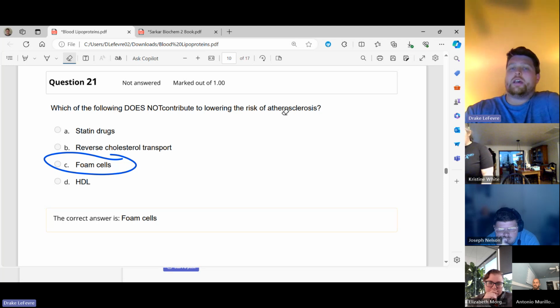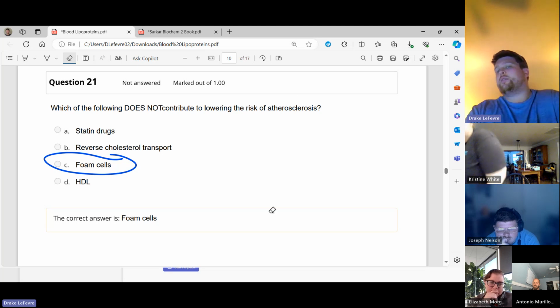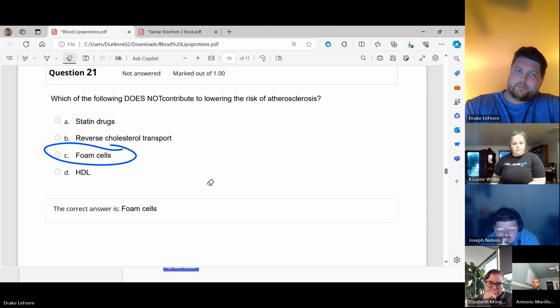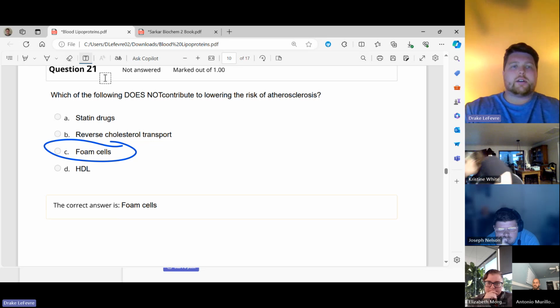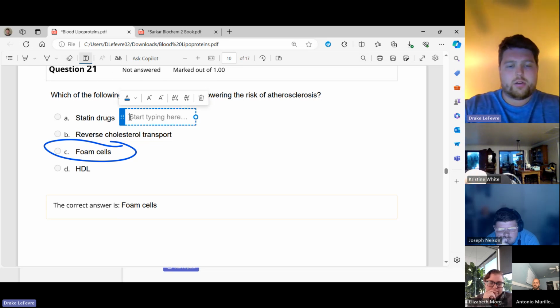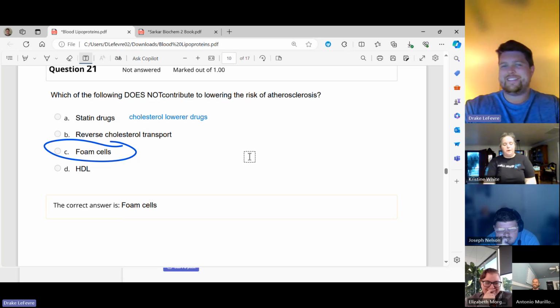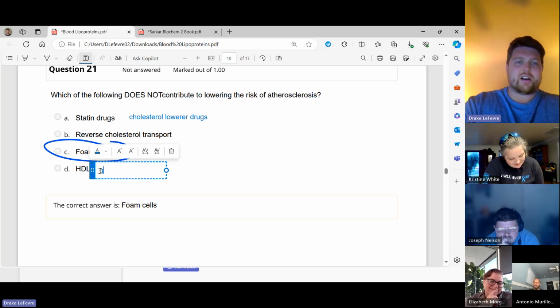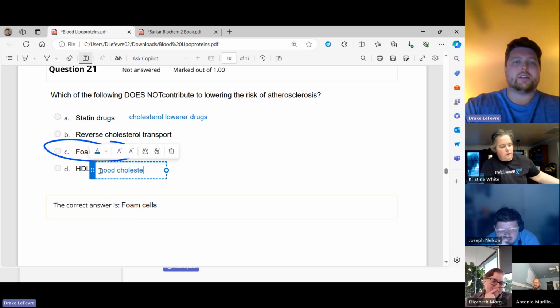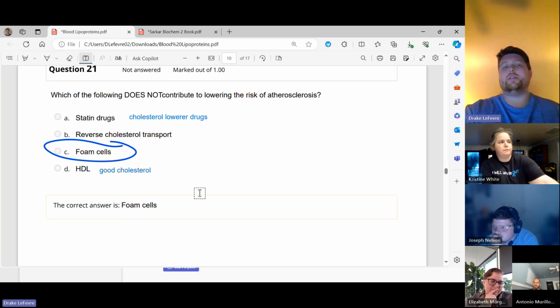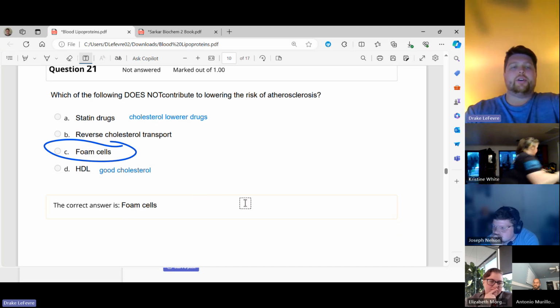So with foam cells, you actually get increased risk of atherosclerosis. But statin drugs, our statins, are our cholesterol-lowering drugs. And HDLs are our good cholesterol. Those are the ones that we want to see. High HDLs are good.